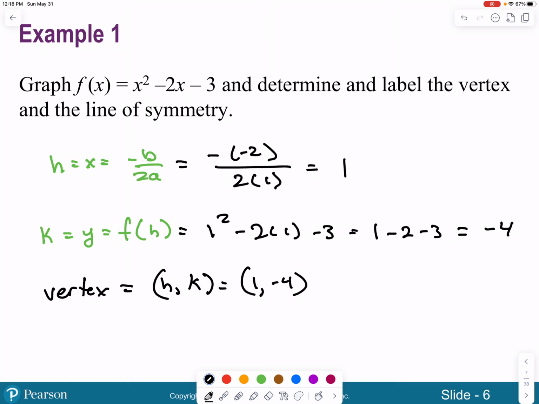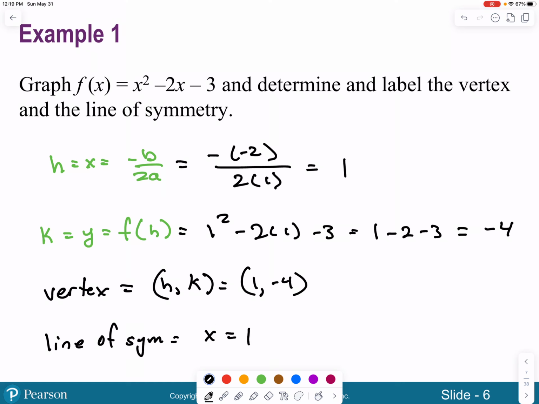If you ever hear me say axis of symmetry, the book is referring to that as the line of symmetry. It's the same thing. I'll call it line of symmetry right now. So our line of symmetry should be x equals 1.